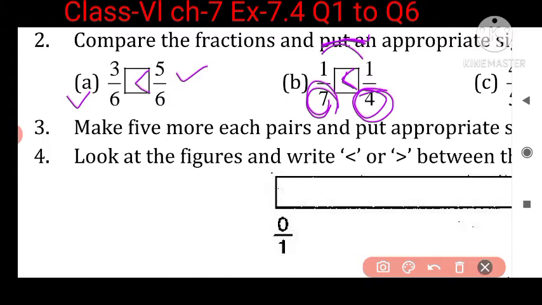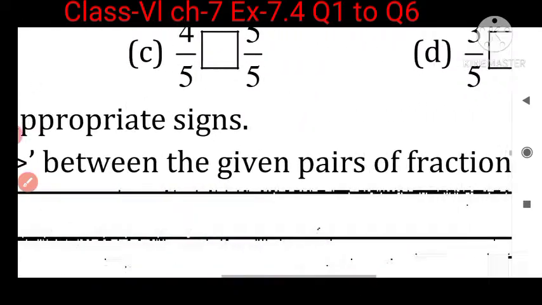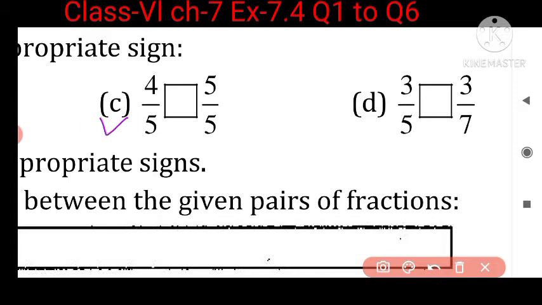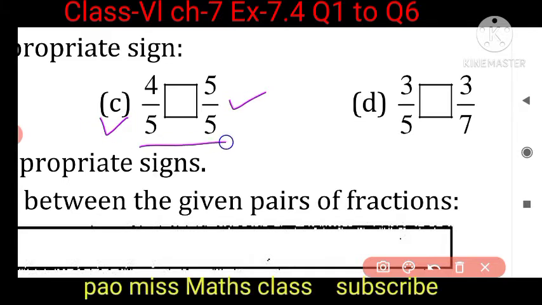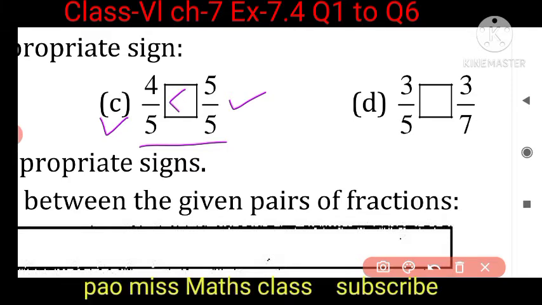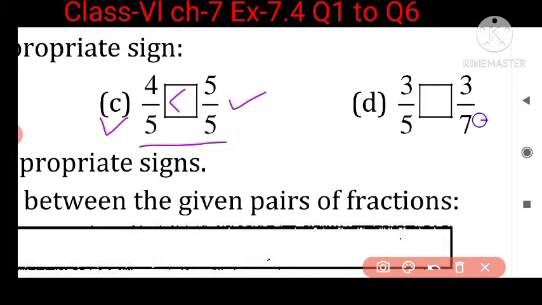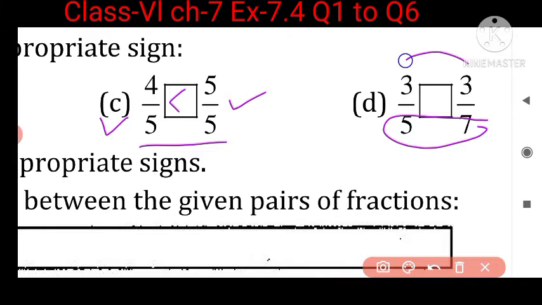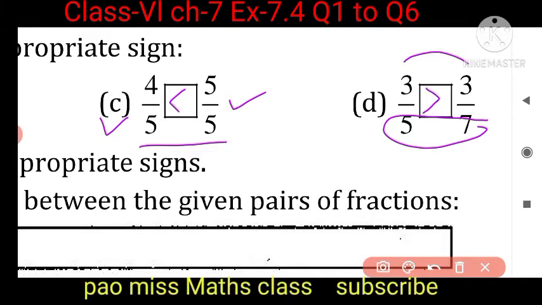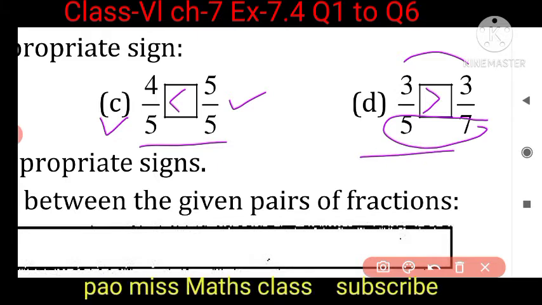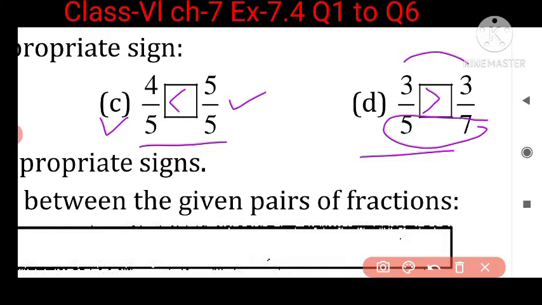Now the C question. What is given in the C question? 4 upon 5 and 5 upon 5. So here again it is a like term, and in case of like terms, it is very easy to identify. So 5 upon 5 is greater. Now again here these are unlike terms and their numerator is equal. So if the numerator is equal, then the smaller denominator is greater. So 3 upon 5 is greater than 3 upon 7. So this was the solution for this question.